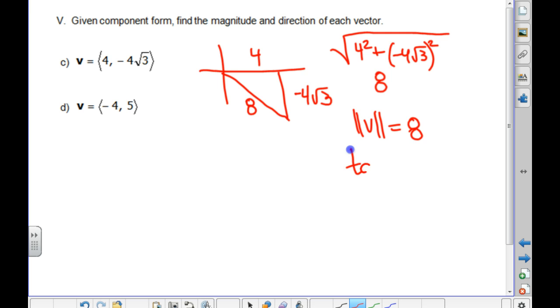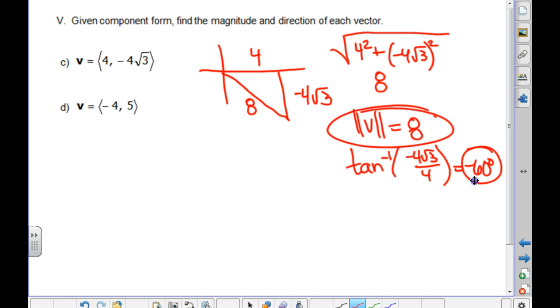And if you do inverse tangent of negative 4 square roots of 3 over 4, or just negative square root of 3, you get negative 60 degrees. Is that an okay answer, guys? Is it in the right quadrant? Yeah. Or you could say 300. Either one is fine.